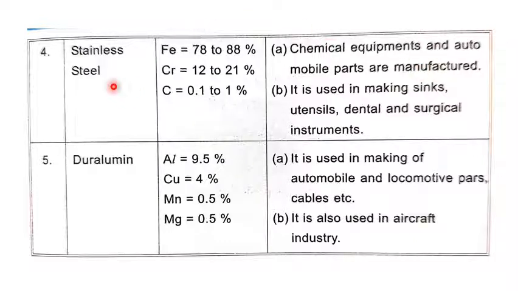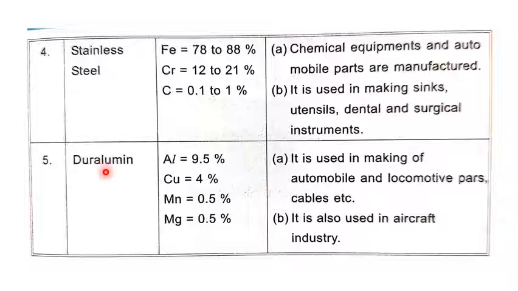Okay, stainless steel: iron 78 to 88%, chromium 12 to 21%, carbon 0.1 to 1%. Next, chemical equipments and automobile parts are manufactured. It is used in making sinks, utensils, dental and surgical instruments. This is about the stainless steel.